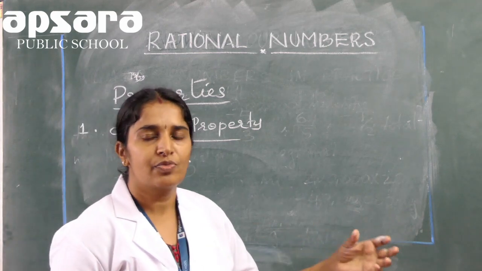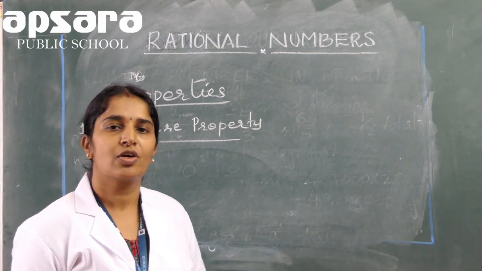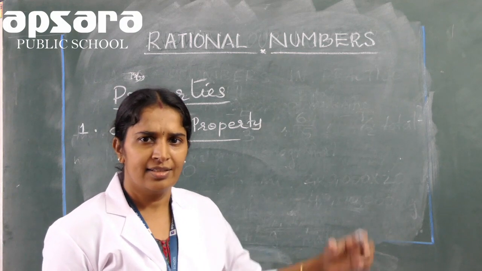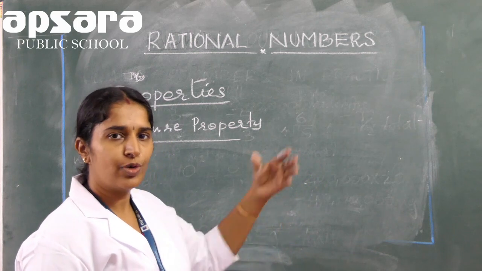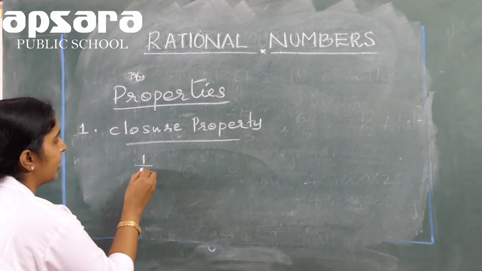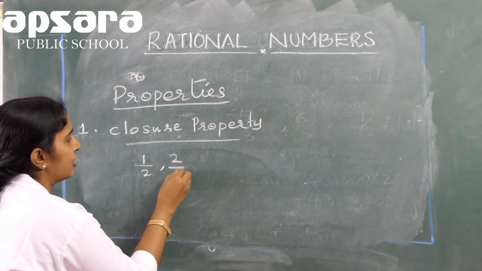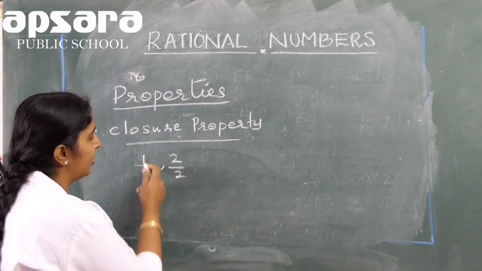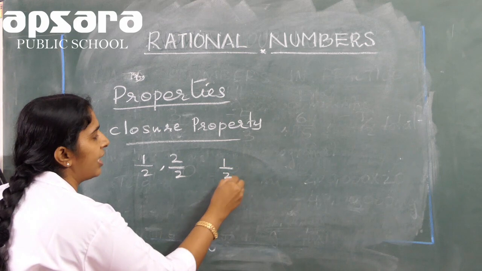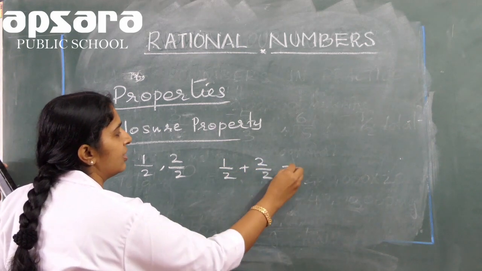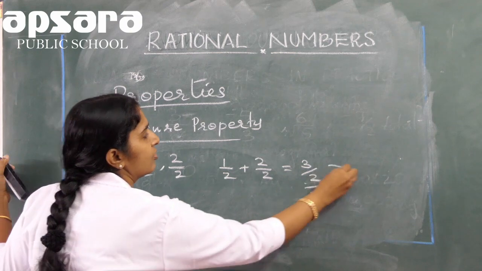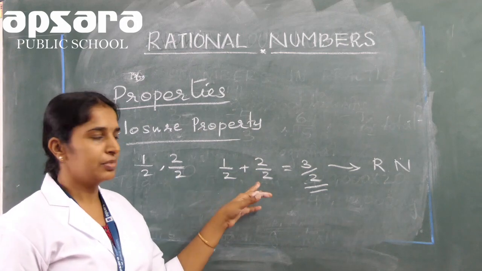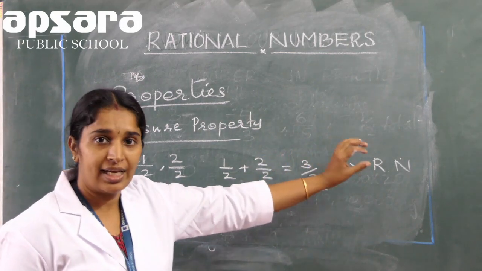Children, tell me what happens when you add two rational numbers. Whether the sum is also a rational number? Will it be a rational number always? Suppose you are adding two rational numbers, 1 by 2 and 2 by 2. 2 by 2 is the same as 1, but still, 1 by 2 plus 2 by 2 is equal to 3 by 2. This is also a rational number. So when you add two rational numbers, you will always get a rational number.